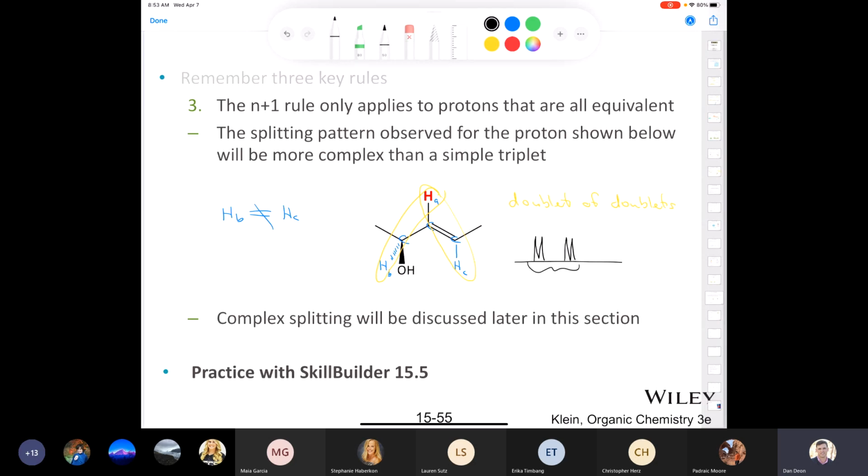Anyhow, again, we're not really going to talk about complex splitting because it's not covered in the ACS. It is covered in our textbook, and if you want to read it, of course, take the time to do that.